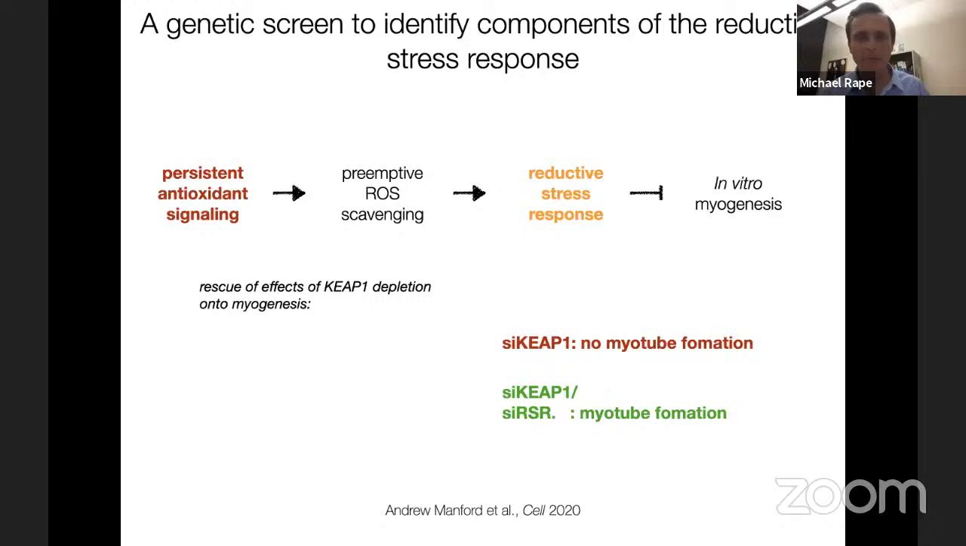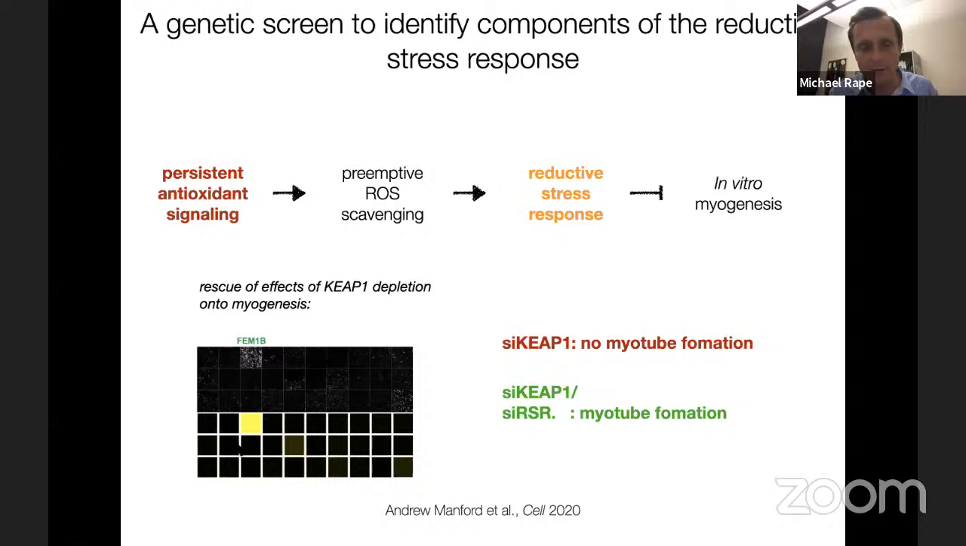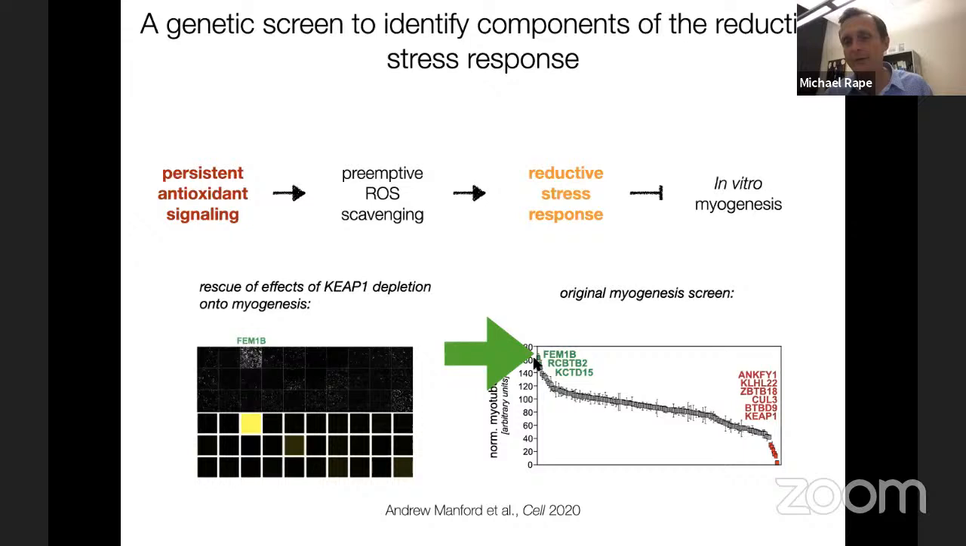So basically we did a genetic modifier screen where we looked for rescue of myogenesis in the absence of KEAP1. And he got one really nice hit, which turned out to be an E3 ligase. And it was even better than that. It was an E3 ligase that we had seen before, FEM1B, which in our original screen scored at the complete opposite of KEAP1.